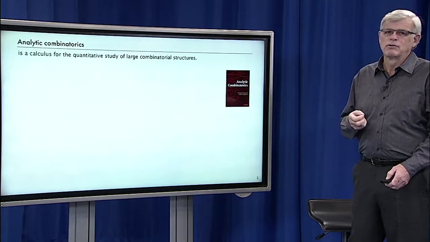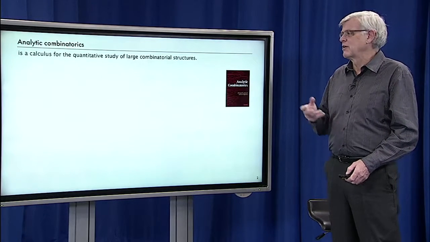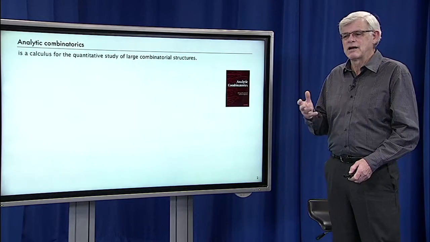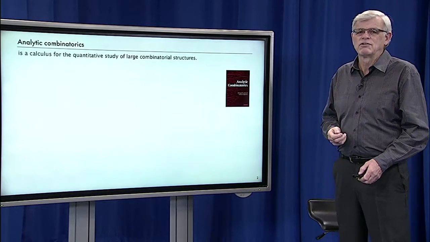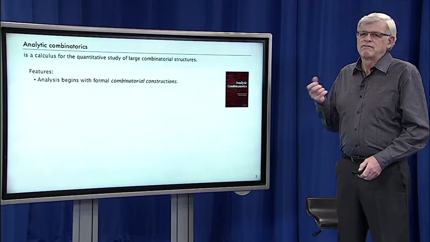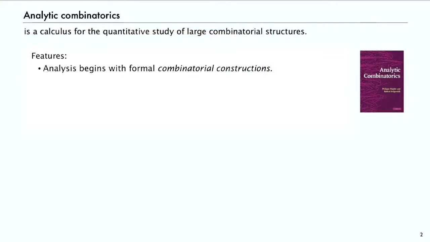But it also plays an important role in the analysis of algorithms and in the tie between elementary combinatorics and the kind of analysis that we need to really study computer programs. So the basic feature of analytic combinatorics is that we begin with formal combinatorial constructions. That is, we have a mathematical way to specify what it is that we're studying.